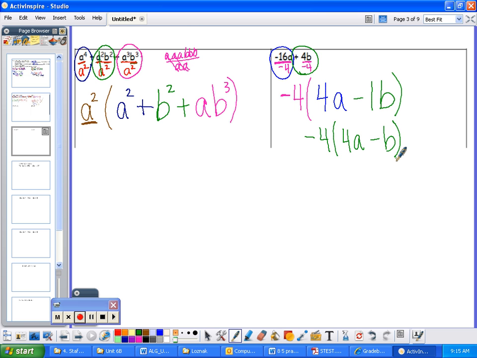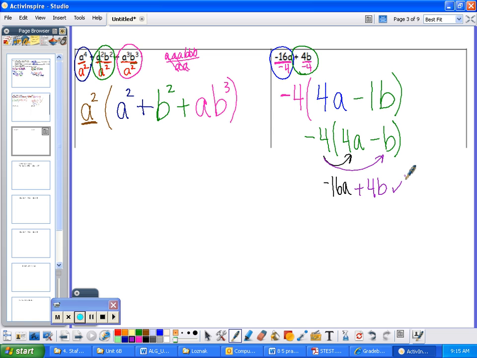Can you check your work? Of course you can. Together these give me negative 16a and negative 4b. Whoops, a negative times a negative makes that a positive. And do I have the right answer? Yes. So I know that my answer is correct. I hope your answer was correct.